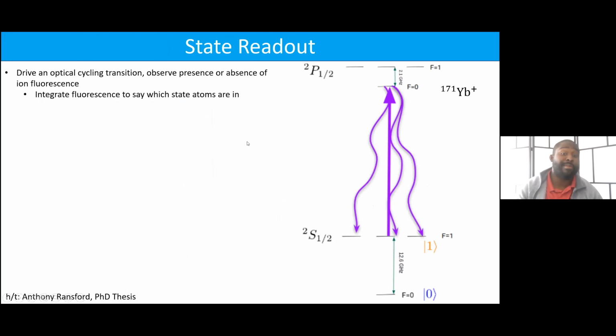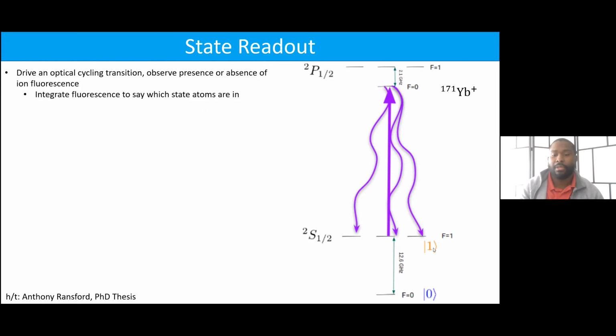How do you go about state readout? Well, generally, when you're thinking about these ion systems, when you're reading out a state, you're doing some sort of optical pumping, like I showed before, switching between these two states, and you're observing the presence or absence of fluorescence. So you're collecting photons and measuring how many you get. And you integrate this fluorescence to say which state your atoms are in.